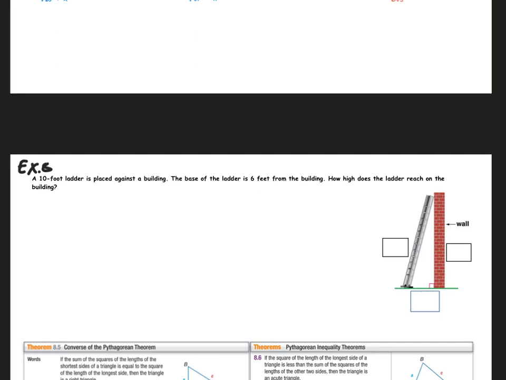So to set this problem up, we know that my ladder is 10 feet long, so we're going to plug in 10 feet right there. It says the base of the ladder is 6 feet from the building, so that represents this bottom side, so that is going to be 6, and then x is going to be how high it goes along the wall. So I'm going to give you guys some time to go on and check your answer here. Please press pause at this time.